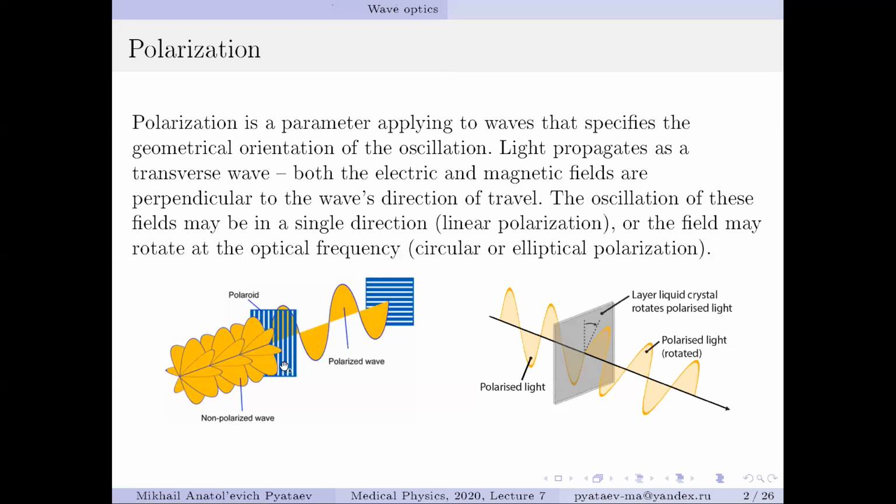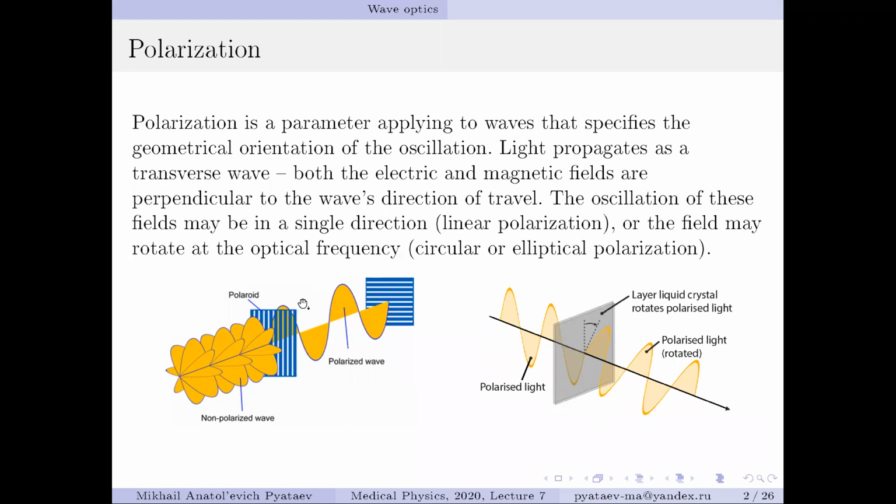So if we have two polarizing objects and one of them makes the light polarized, the second one is called the analyzer. If its axis of polarization is perpendicular to the initial axis of polarization, then there is no light passing through the second one. If it is located parallel, then the whole light passes through the second polarizer without change of intensity.